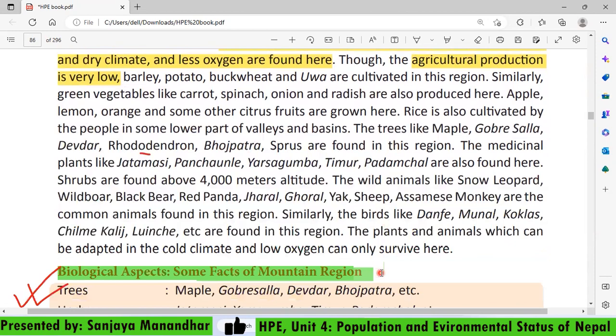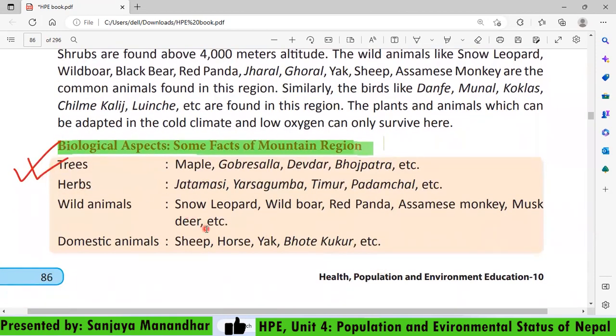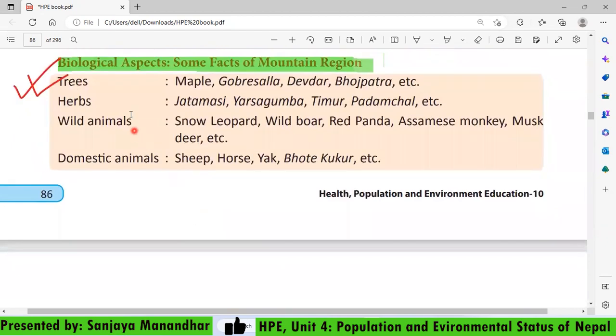But again, there are many biological aspects. You can see here, I have a double tick. So while reading, you read it by taking the points like this. Make notes in this way. What type of trees are found here? Maple, Gobresalla, Devdar, Bhojpatra. You remember them. Note it down and remember. What types of herbs are found? Jatamasi, Yarsagumba, Timur, Padamchal. What types of wild animals? Snow leopard, wild boar, red panda, Assamese monkey, musk deer. Domestic animals: sheep, horse, yak, pote kukur, etc. So these are the things to note down and remember. No need to understand. You have to remember them.